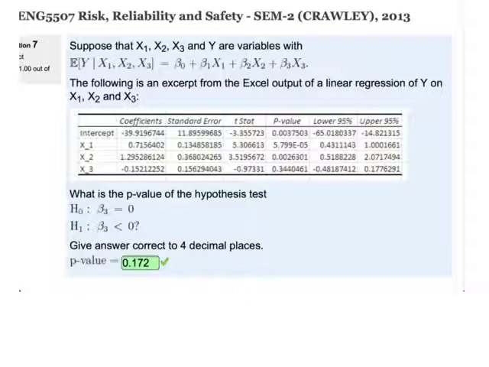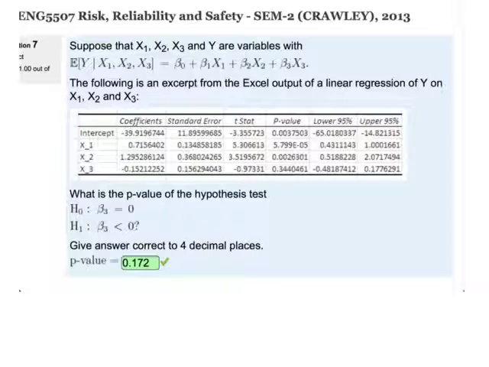This is question 7 from the third revision test, and it's going to be even easier than the last one. So all this one is saying is, suppose that we've got this multi-variable regression and we've been given this output from Excel, and it asks what is the p-value of the hypothesis test. That sounds like it's going to be really hard, apart from the fact that the p-values are actually given to us by the output.